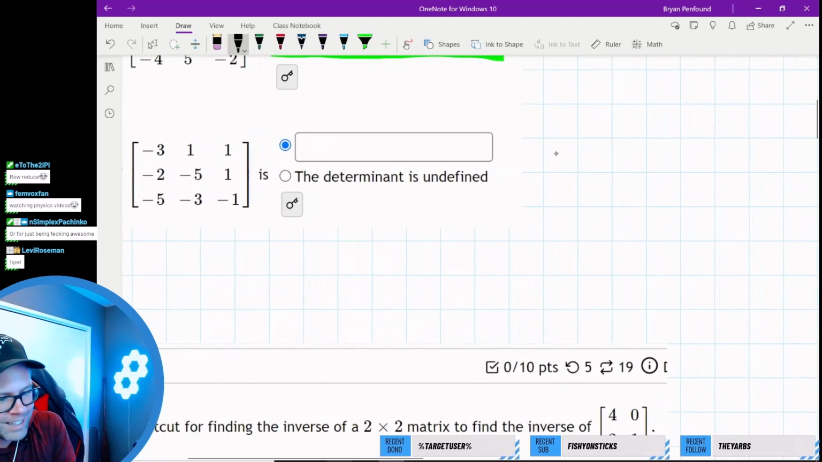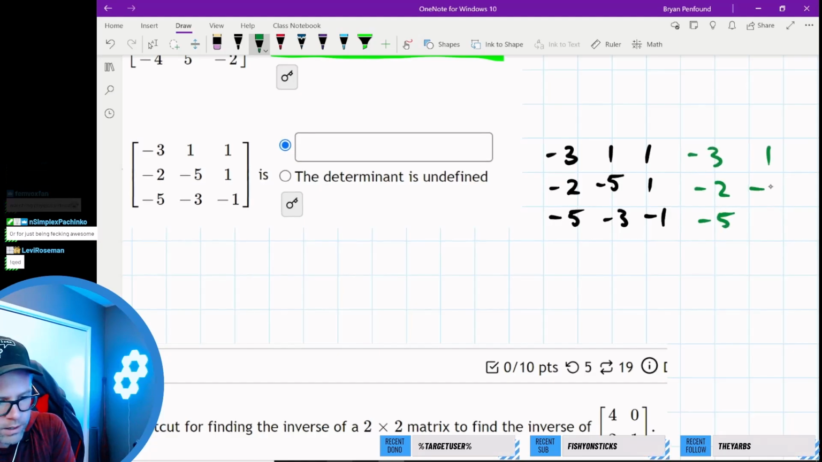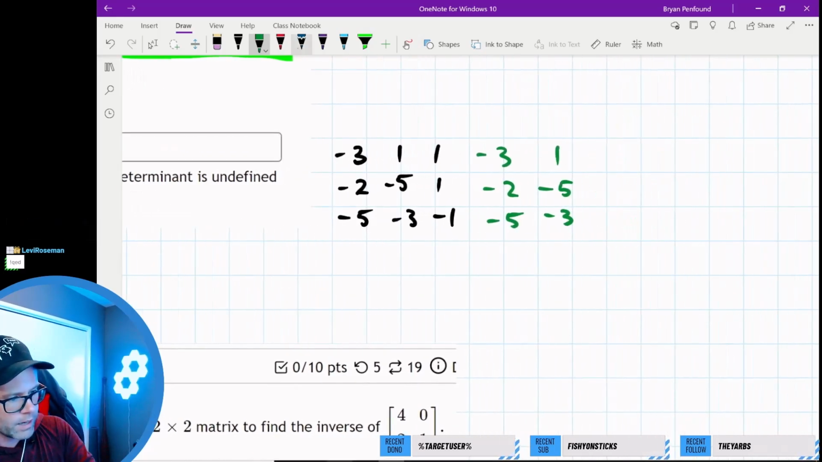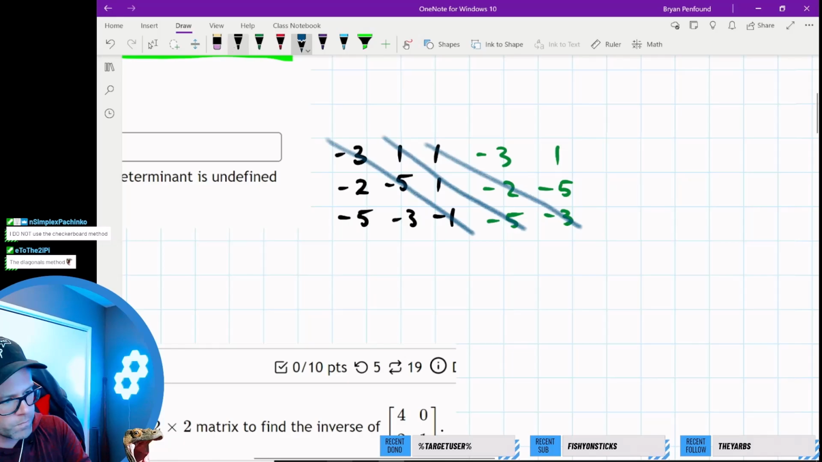We could do that. So what I usually do for these 3x3s is I usually use like the fast method. And so the fast method, I'm basically going to take the first two columns and rewrite them down. So I'm going to take this first column, which is negative 3, negative 2, negative 5, and then 1, negative 5, and negative 3. And once I do that, then I need to go through and I need to do these three multiplications, and we're going to add those numbers.